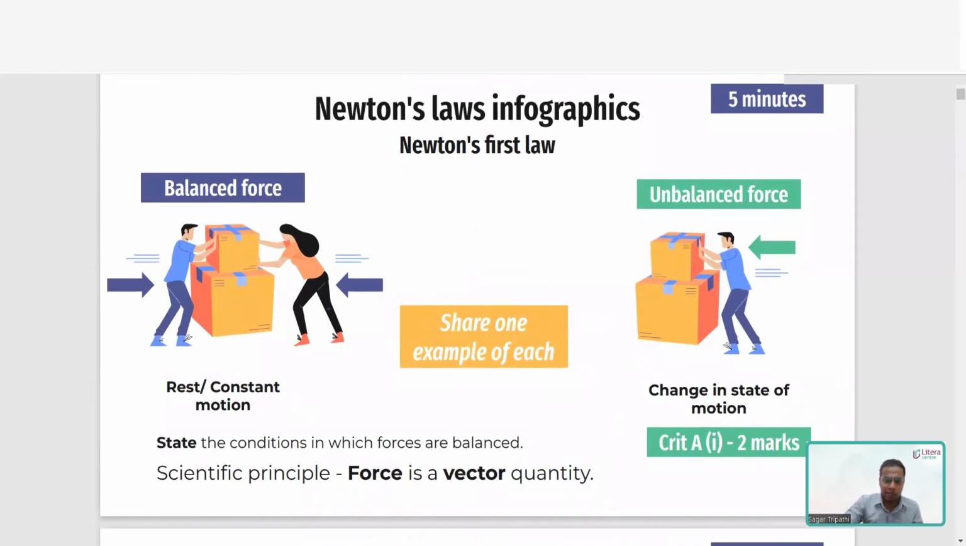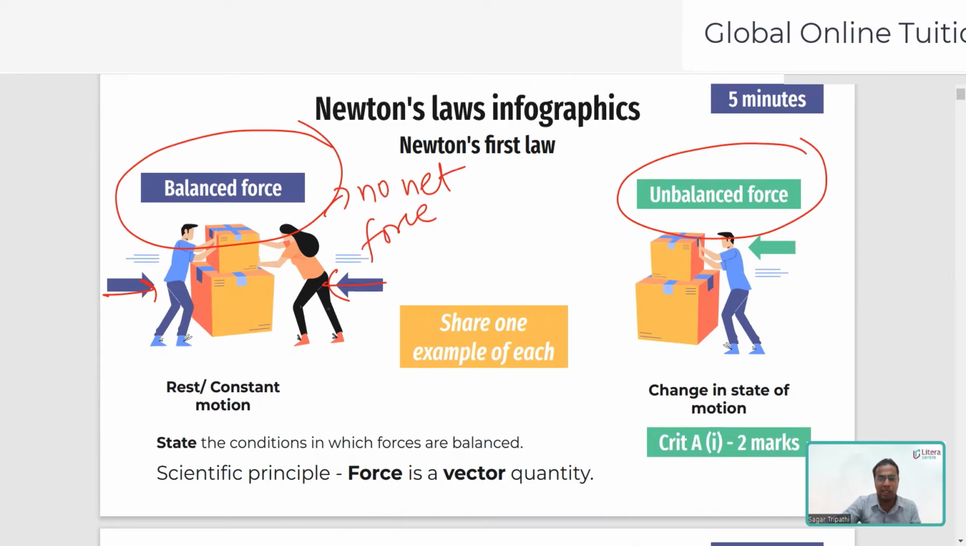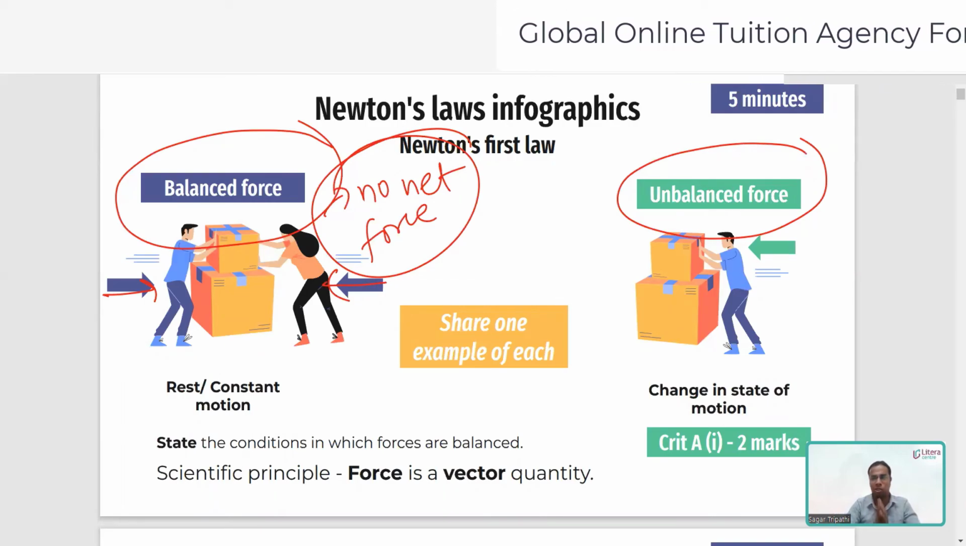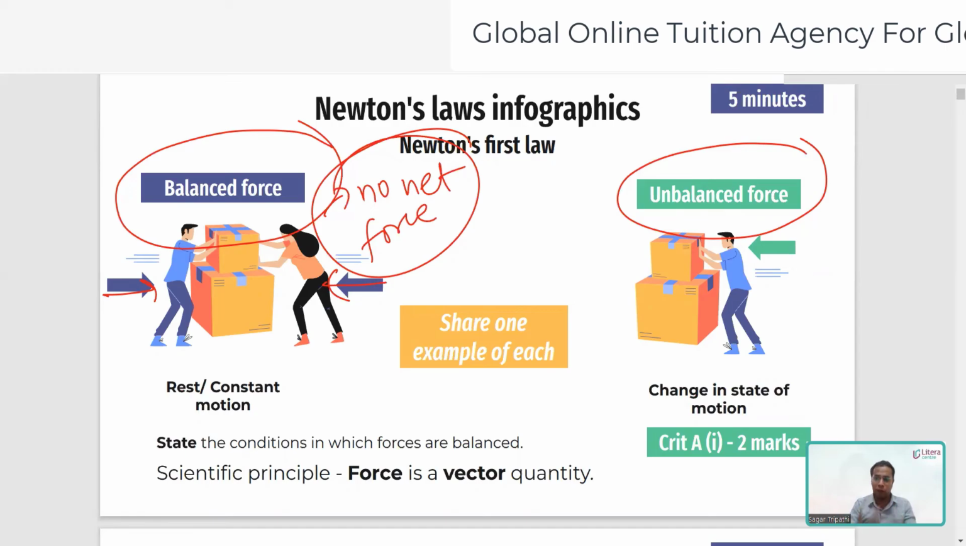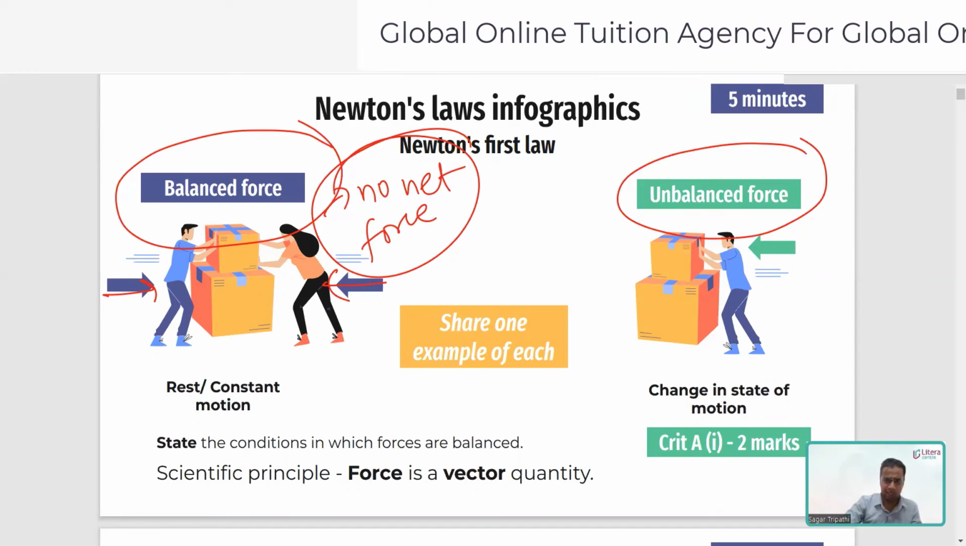Now, balanced and unbalanced force is something you already studied in previous classes. Balanced force: if equal amounts of forces are applied from opposite directions, there is no net force. Balanced force means the net force is zero. So if I am applying equal amounts of force at opposite ends, the object is not going to move at all, or if it is moving, it won't stop. It means there is no effect of adding anything. So net force is zero.